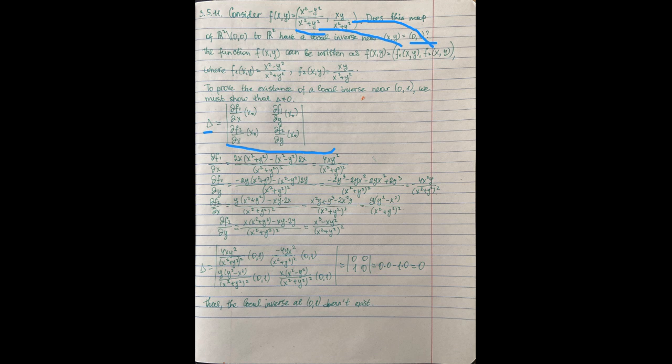It's just basic math. Next, I need to evaluate delta at the point 0, 1. I simply plug in 0 for x and 1 for y to find the numeric value of delta. At the end, I get the matrix 0, 0, 1, 0, and the determinant of this matrix is equal to 0. Because it's not non-zero, I conclude that the local inverse at that given point, 0, 1, does not exist. And that's it.